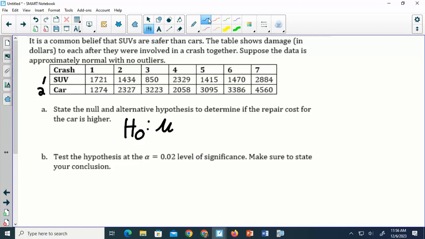So when it's matched pairs, that's when we did the difference. So the null would be the mean of the difference equals 0. That's like saying they are the same. And the alternative would be, we want to see if the car is higher. So remember when we set this up, if we're dealing with the difference, we did 1 minus 2, right? SUV minus car. If the car is higher, what would we get? A negative. So it would be less than 0 for the alternative.